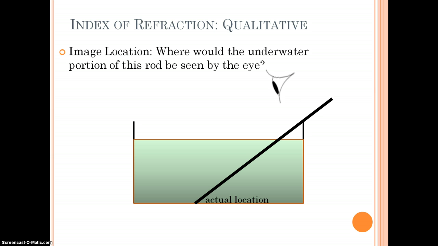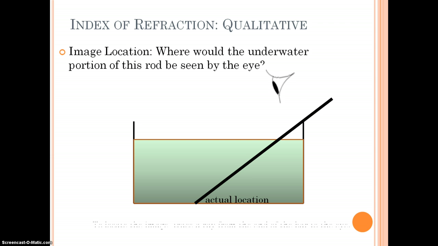So there's creepy eyeball. And the eyeball is just going to be looking at the rod. The question is, why, when you look into the water, do things appear to be at a slightly different location than they actually are? And the answer for that, as you probably know from our class discussion so far, is because of the refraction of light. But let's take a look at how this works in this particular situation.